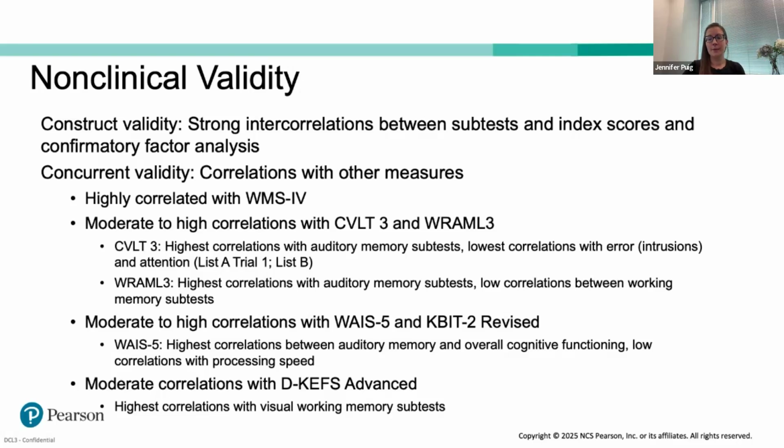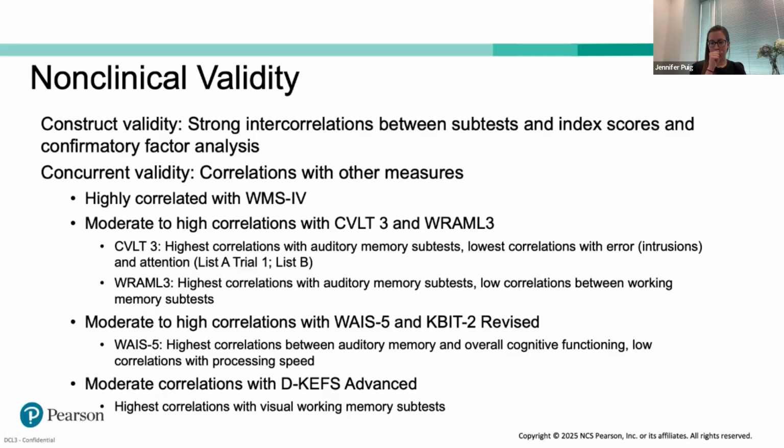The WMS-5 was examined with measures of intelligence, including WAIS-5 and KBIT-2 revised. In the WMS-5 and WAIS-5 study, the highest correlations were observed between the auditory memory indexes and the overall cognitive functioning indexes. So, for example, the full scale IQ. The lowest correlations were between the WMS-5 subtest and index scores and the WAIS-5 subtest and index processing speed scores.